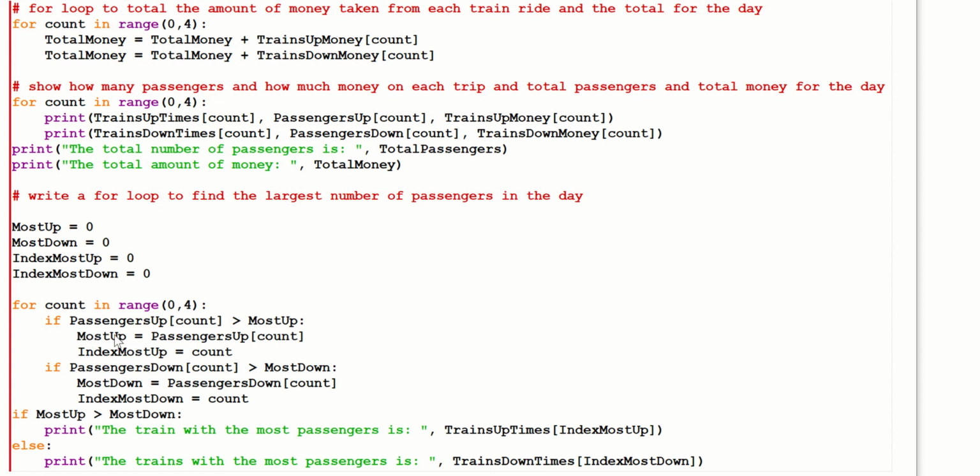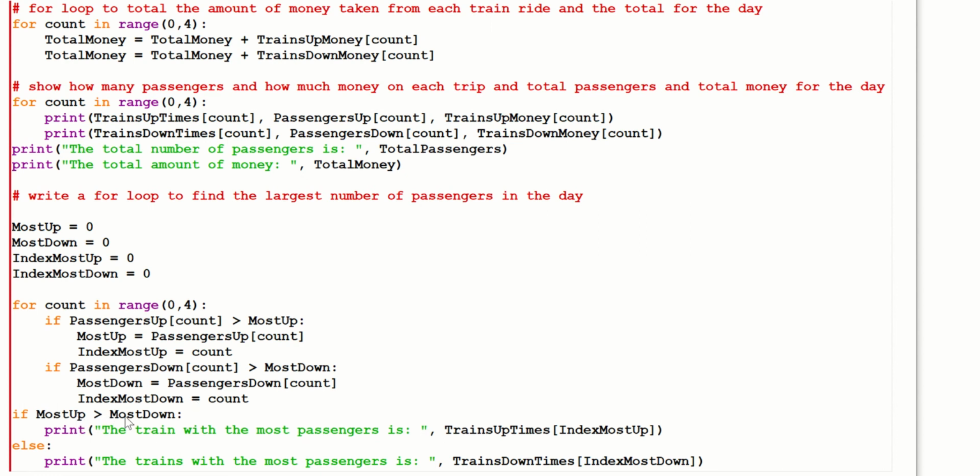So for the next one, if passengers down count is more than most down, then most down would be equal to that amount of passengers down for that specific chain, and count would be index most down. But if the next one is even larger than the current most down, then that would become most down, and index most down would become count, which is the position in the array.